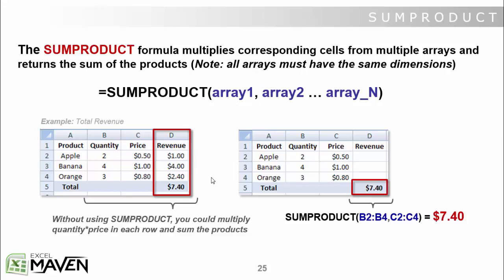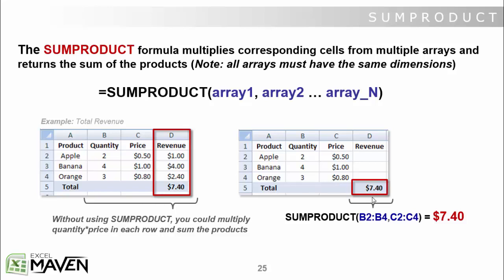But to look at an example, let's say I've got a very simple data set here, just 3 products along with quantities and prices. If I want to take the total revenue for all my products, I could go row by row and say, let's calculate the revenue for apples, 2 times 50 cents. Revenue for bananas, 4 times $1. Oranges is 3 times 80 cents. And then add those product level revenues to get my total of $7.40.